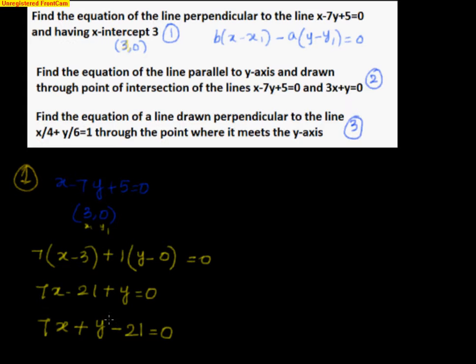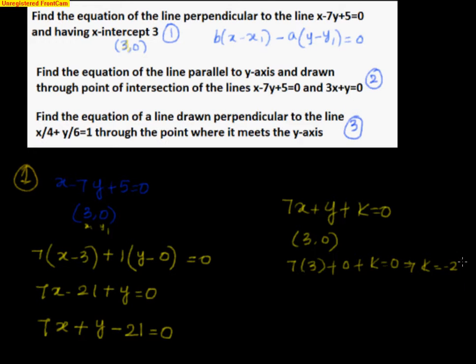Okay, you can do it in another way also. What is the other way? I'll just erase this, but I'll write it for you. X minus 7y plus 5, the perpendicular line will be 7x plus y plus k equal to 0, and it's passing through 3, 0. So 7 into 3 plus 0 plus k equal to 0, which gives me k equal to minus 21. So the equation of the line is 7x plus y minus 21 equal to 0. It boils down to the same thing, right? We have gone through that.